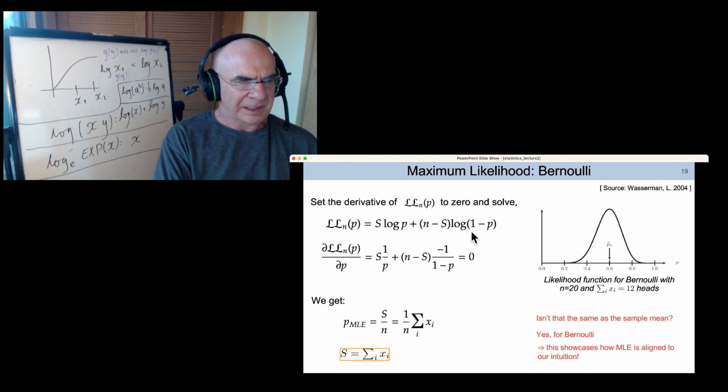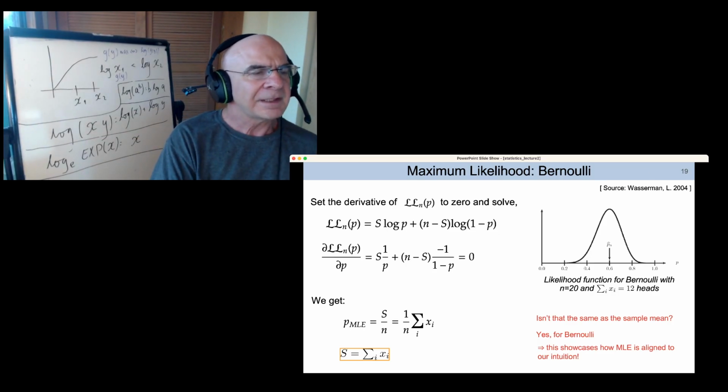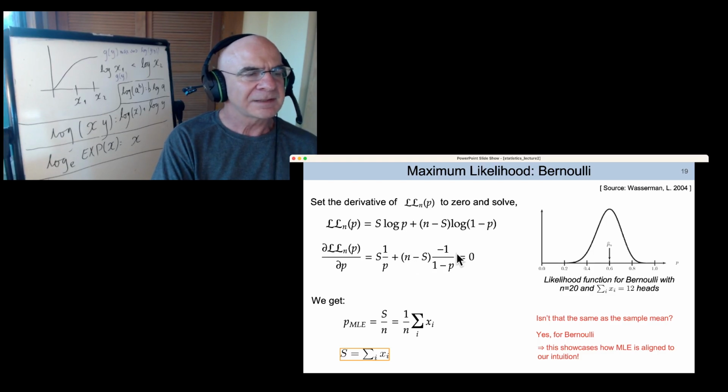And (n minus s) times log of (1 minus p). Here we are using the formula for a compound function, f of g of x. If we take the derivative, then what will this function be? Well, it's n minus s, the constant goes out, and it still becomes 1 over the internal function, so it's minus 1 over (1 minus p), and we want it to be 0.